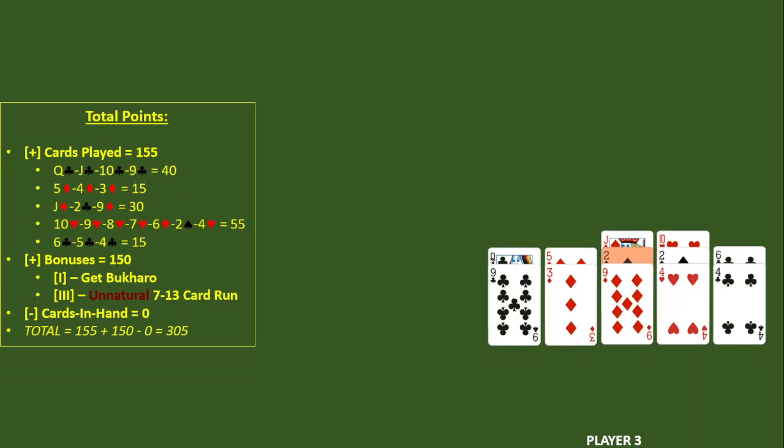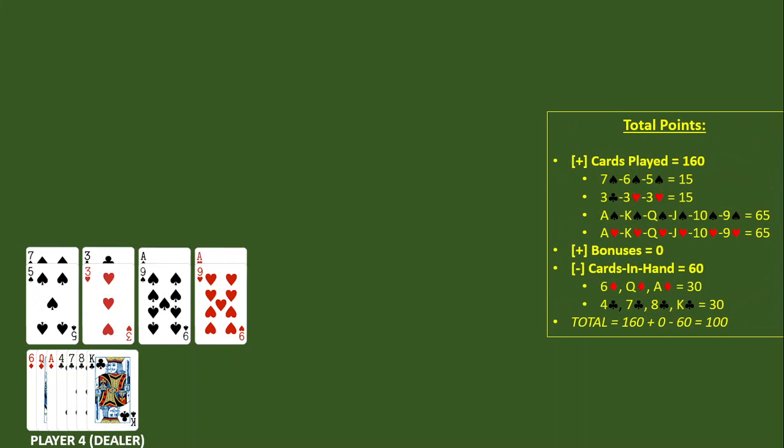Okay, moving on to player 3. Player 3 collected a 50-point bonus for finishing the game. The other advantage of that is that they have no cards left in their hand, so there are 0 points taken away for player 3 in that particular metric. For the total cards that player 3 played, they collected 155 points. In addition, the 10 through 4 made an unnatural 7 to 13 card run, and they finished the game, so they got a 150-point bonus for that, and 0 points were taken away because they had no cards left in hand. So the total points for player 3 came out to be 305, just edging above player 2 for the highest score so far. Moving on to player 4.